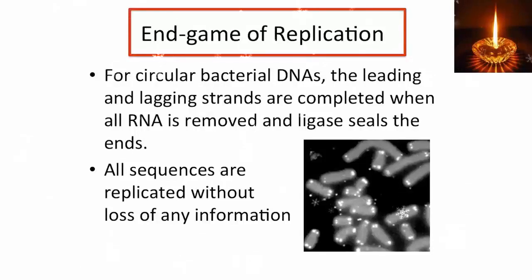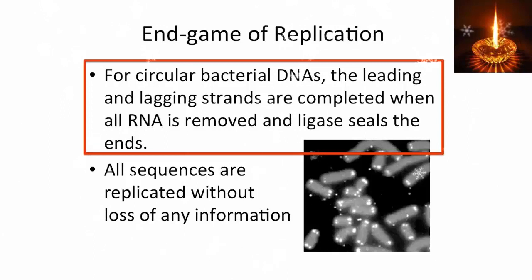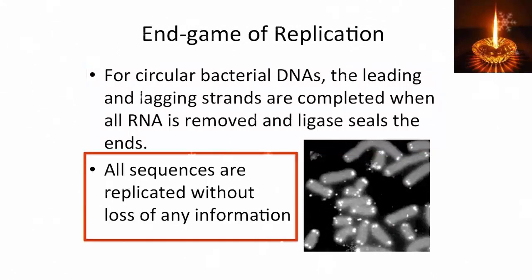We're coming now to the end game of replication. For circular DNAs, in bacteria specifically, the leading and lagging strands are completed when all the RNA is removed and ligase seals the ends. It's circular, so once around the circle, and it's complete. All of the sequences in bacterial DNA are replicated without any loss of information because these DNAs are circular.